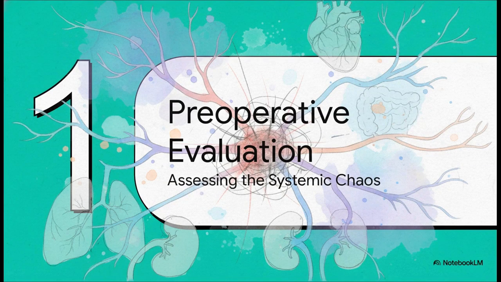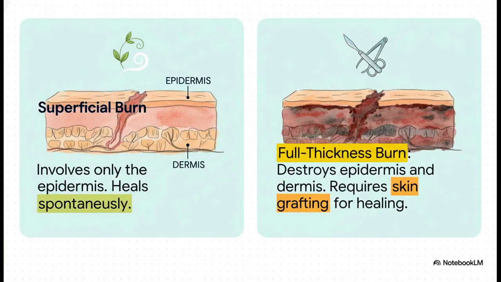All right, let's begin with the absolute first step, getting a true grasp of the profound, multi-system physiological disruption caused by a severe burn. You have to understand, this isn't just a skin injury we're dealing with. It's a full-blown systemic disease. The very first point of assessment is the burn itself. Its depth is paramount because it basically dictates the entire clinical course ahead.